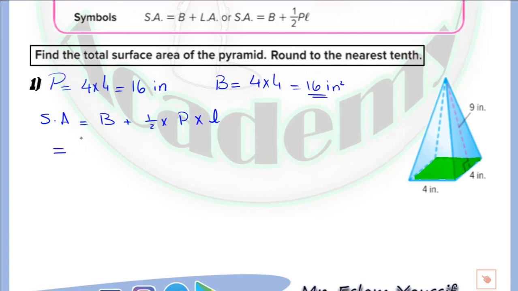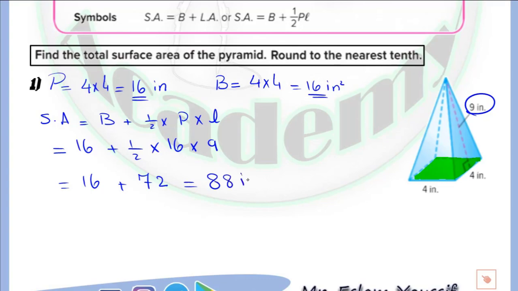The area of the base is equal to 16, plus half times the perimeter of the base, which is 16, times the slant height, which equals 9, which is the height of one face. By multiplying, you will find that half multiplied by 16 multiplied by 9, the answer will be equal to 72. By adding, you will find that the answer will be equal to 88 square inch.